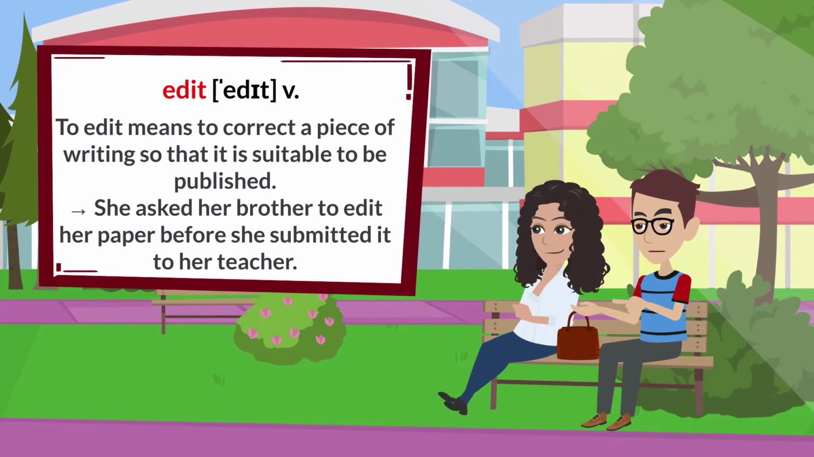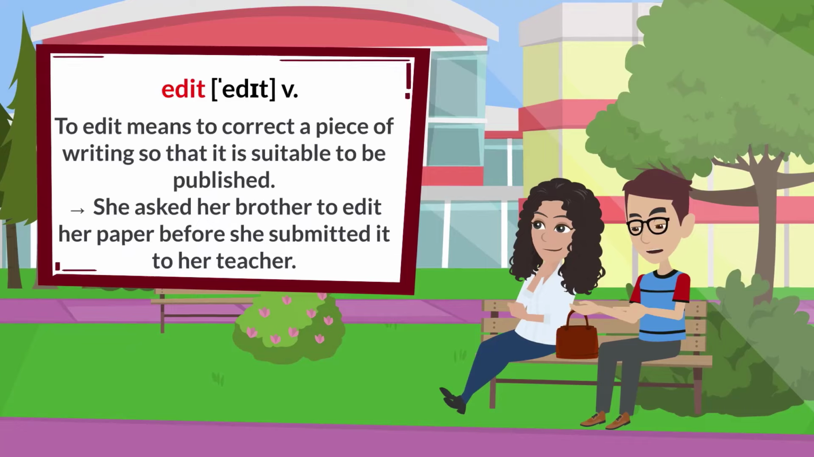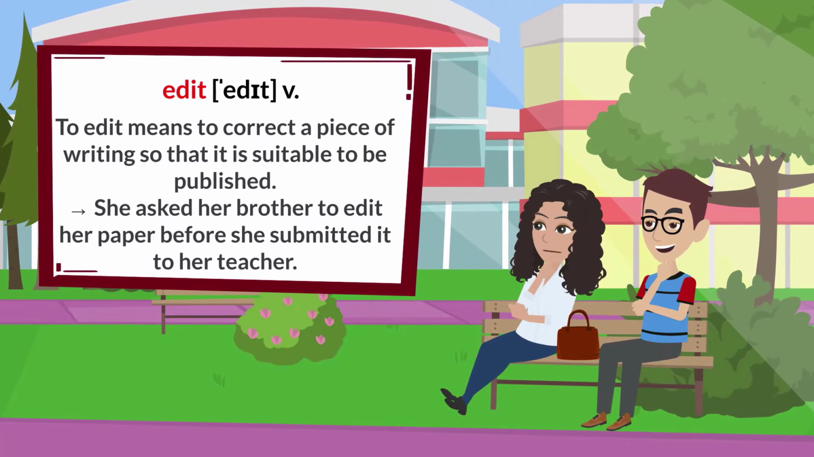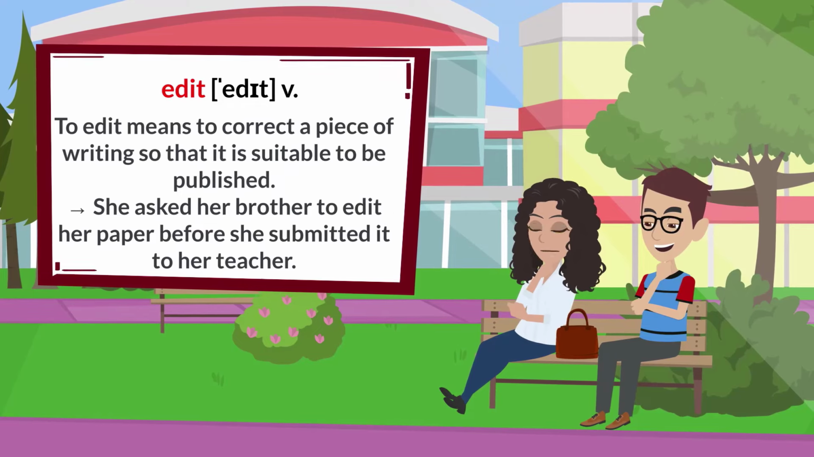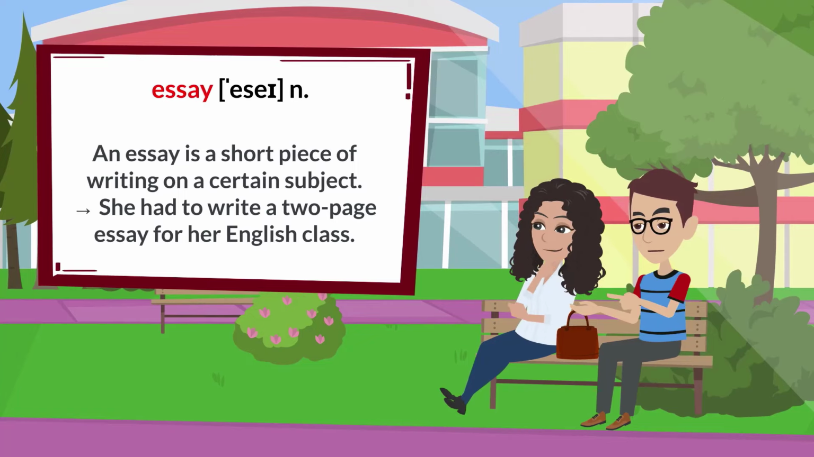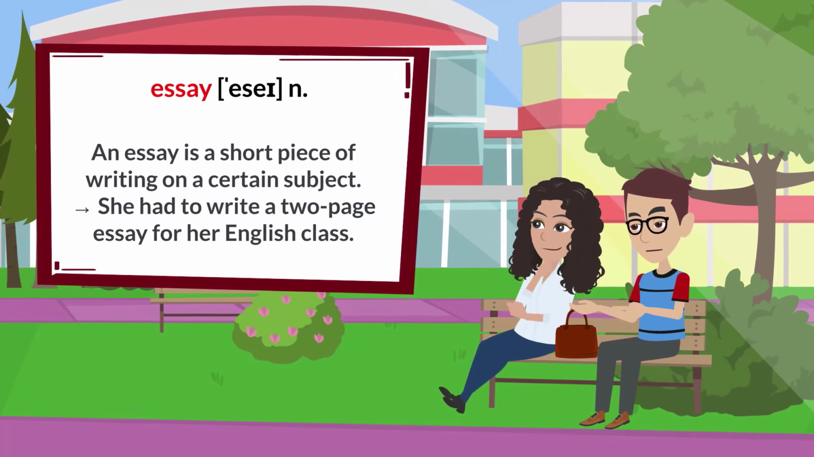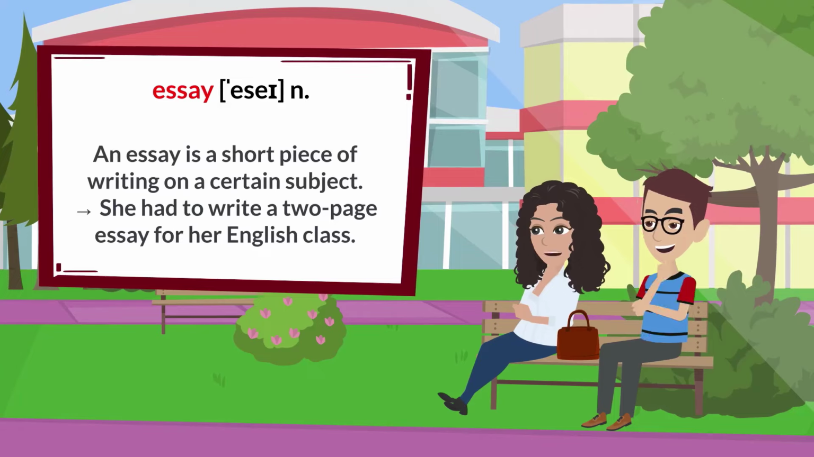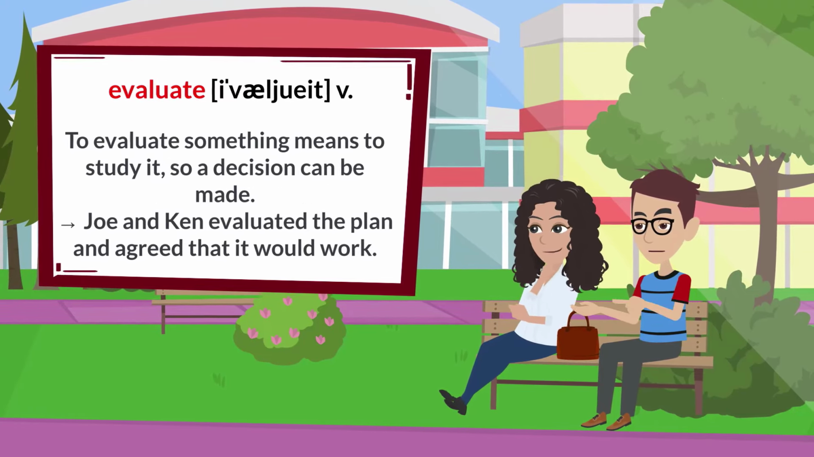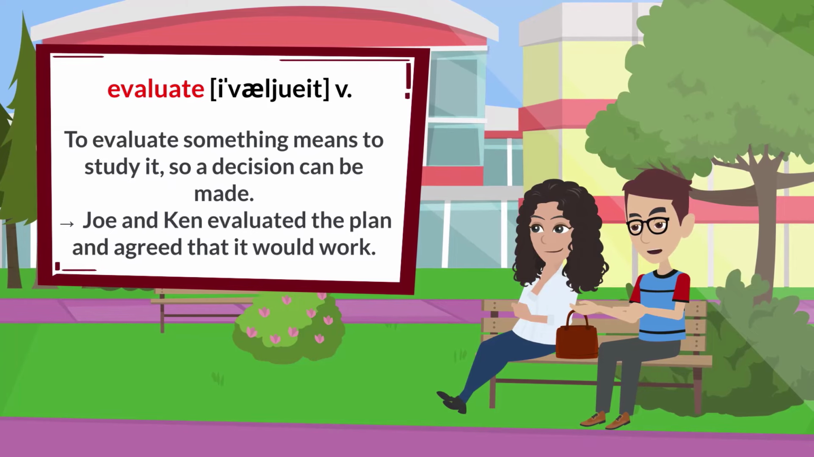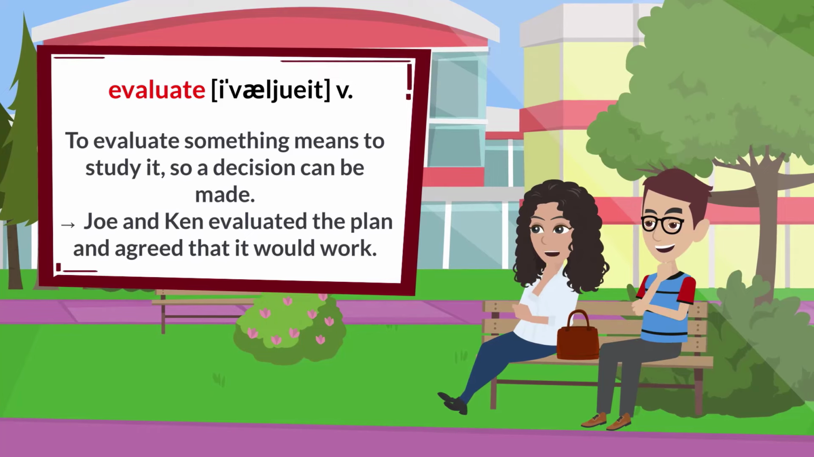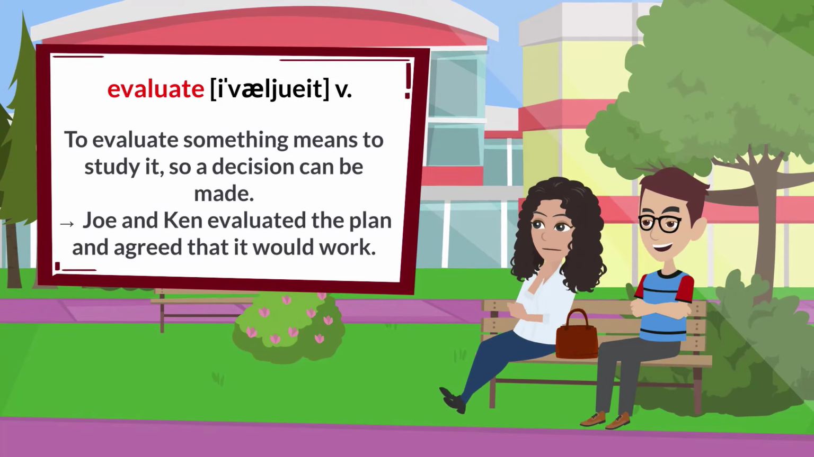Edit. To edit means to correct a piece of writing so that it is suitable to be published. She asked her brother to edit her paper before she submitted it to her teacher. Essay. An essay is a short piece of writing on a certain subject. She had to write a 2-page essay for her English class. Evaluate. To evaluate something means to study it so a decision can be made. Joe and Ken evaluated the plan and agreed that it would work.